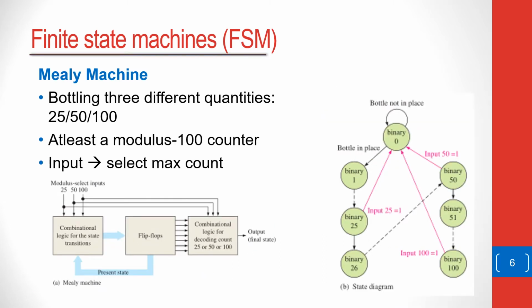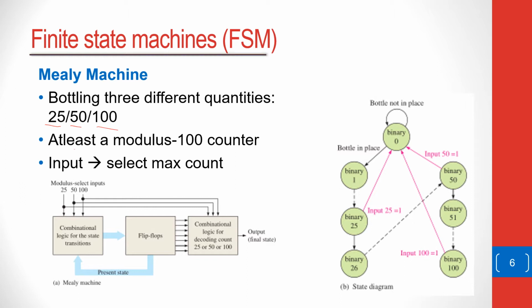An example of a Mealy machine would be, say, a similar example to the previous one, but this time you have a version whereby your bottling plant is able to bottle three different types of bottles: the bottle that contains 25 pills, 50 pills, and 100 pills. And you are able to select which one you want to bottle.